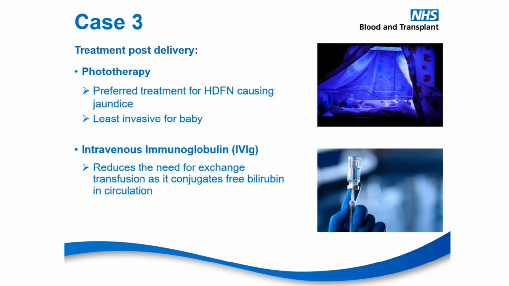They also have what they call Billy blankets. So they have a fluorescent blanket that the baby lies on, so they can get the light from both sides to help break down those waste products that have been removing. Intravenous immunoglobulin reduces the need for exchange transfusion when it's used, as it conjugates the free bilirubin in the circulation before it deposits and starts to cause problems.